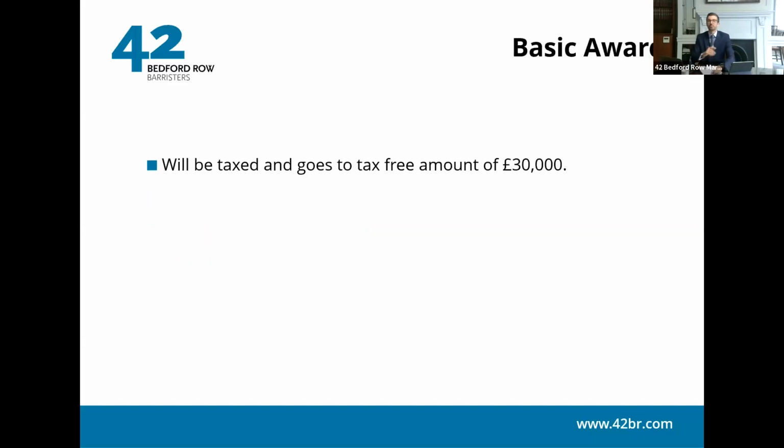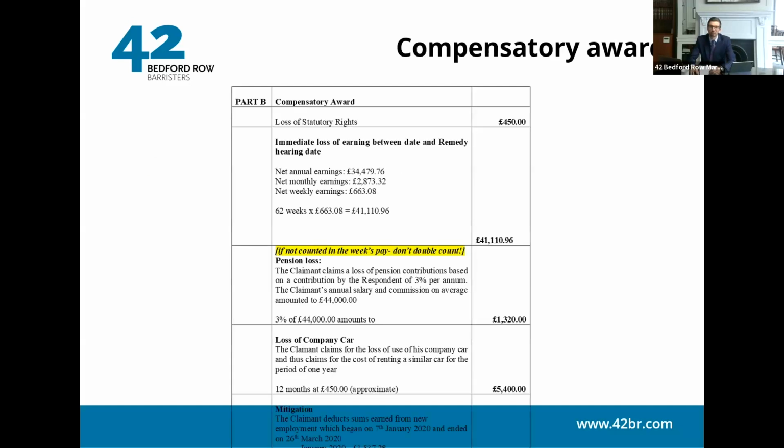And as a reminder, the basic award is subject to tax, and it goes to the tax-free amount. So, of course, with the maximum, you're unlikely to go over that, but of course, it takes away from that £30,000 award that is tax-free. After the £30,000, an award will be taxed, and that's where consideration, for example, of grossing up will be coming into play. Again, a point we'll be coming to.